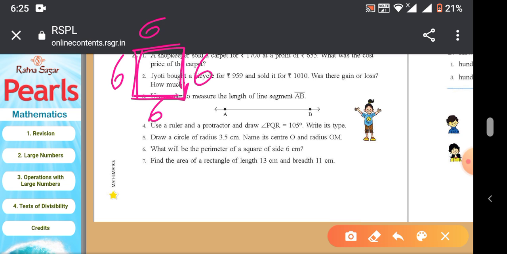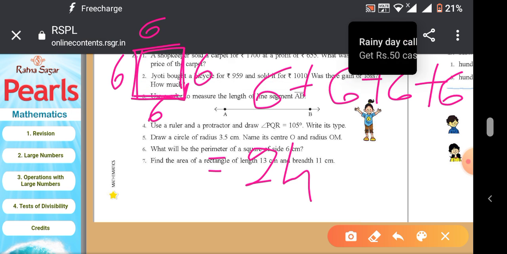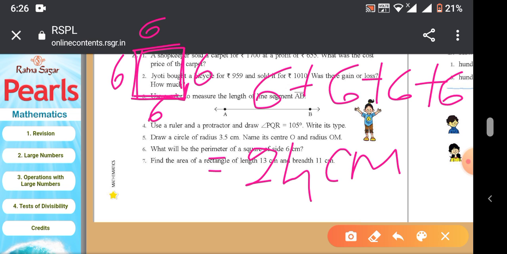So what will be the perimeter? So perimeter means total sum of all the sides. So that is 6 plus 6 plus 6 plus 6. So that is 24 centimeters. Perimeter is 24 centimeters for this square. Okay. Next.